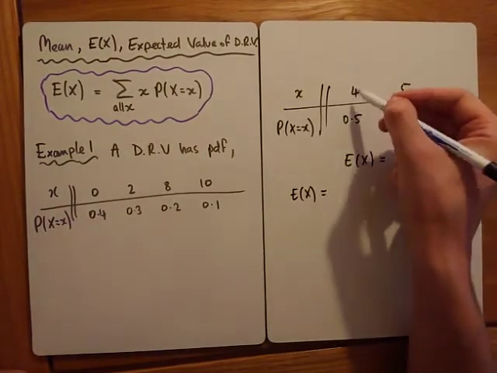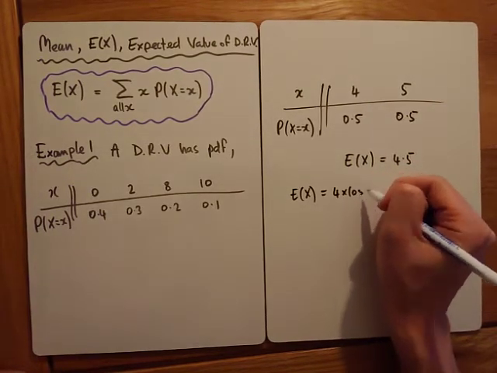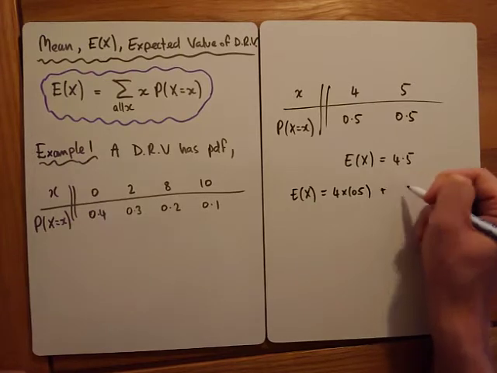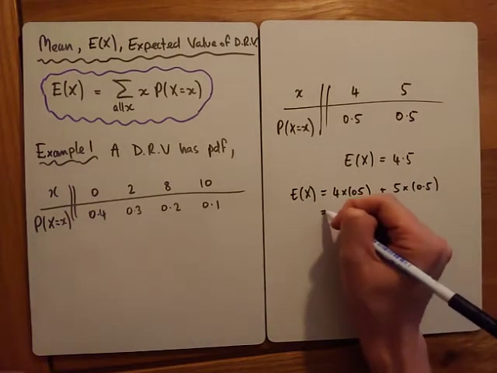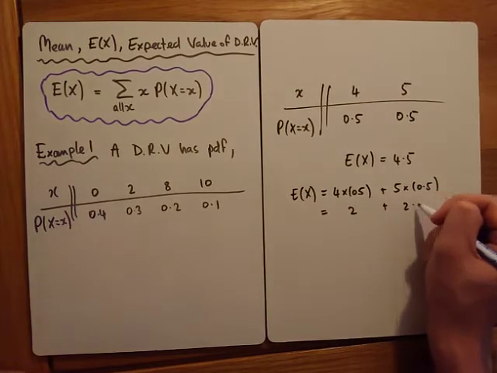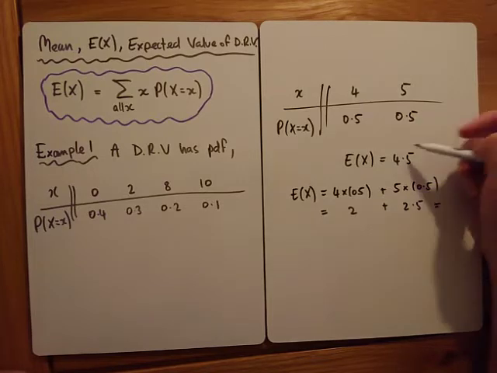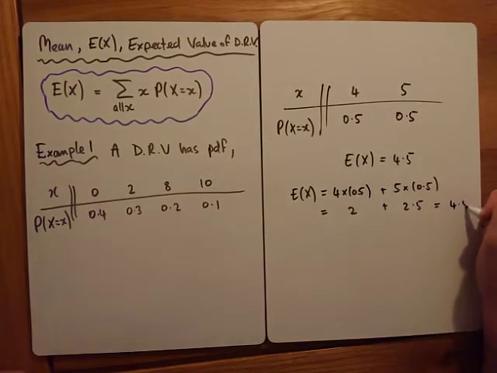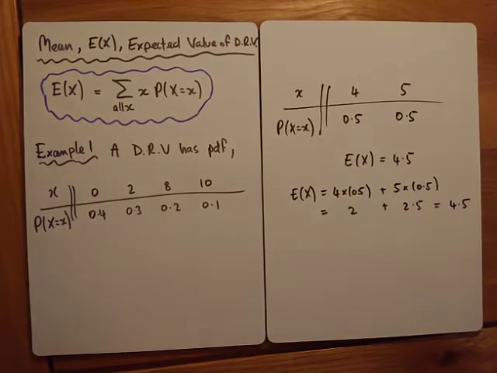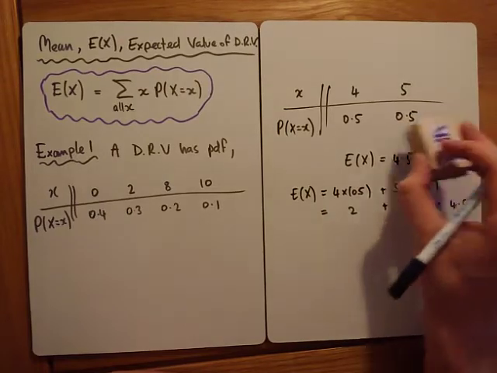You multiply the outcome by its associated probability. If we do 4 times 0.5, and if we do 5 times 0.5, that would give us 2 plus 2.5. In other words, the 5 is contributing 2.5 towards the total, the 4 is contributing 2 towards the total, and that'd be 4.5. Okay, let's start adjusting the probabilities and see how that would affect it.